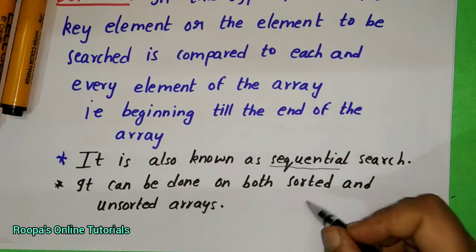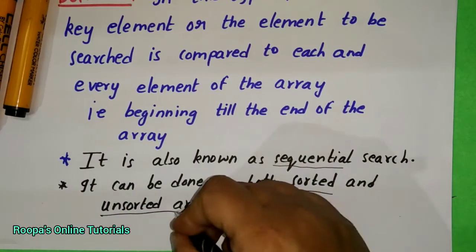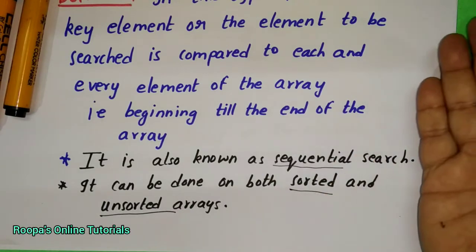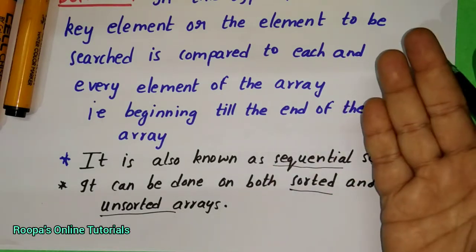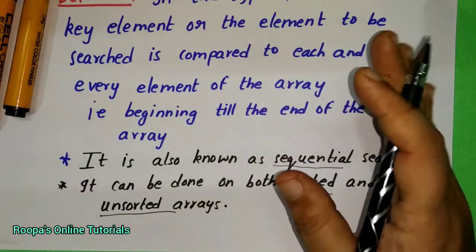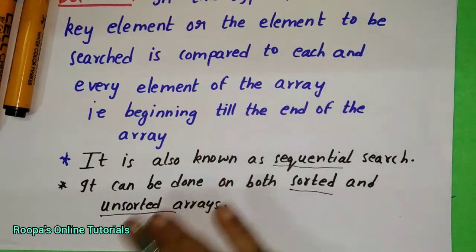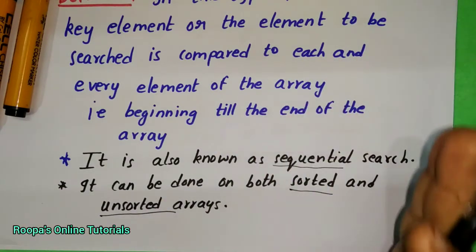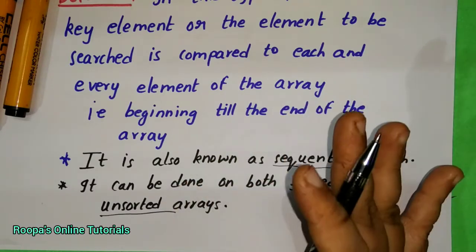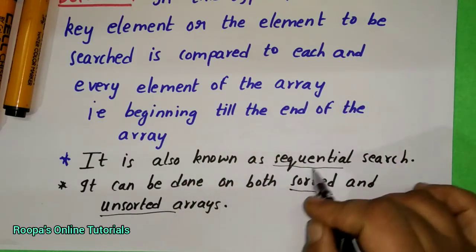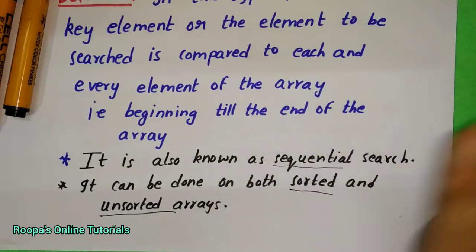And it can be done on both sorted and unsorted arrays. What do you mean by sorted arrays? I told you what sorting is in one of the videos: arranging the elements in some order. Unsorted means the elements are not arranged in any order. It can be a random set of elements in the array. So linear search can be done on both types of arrays.